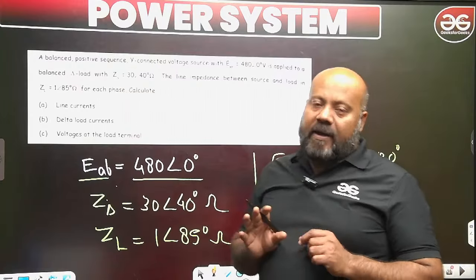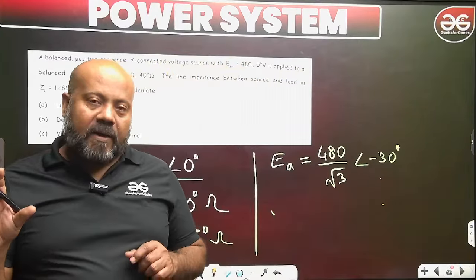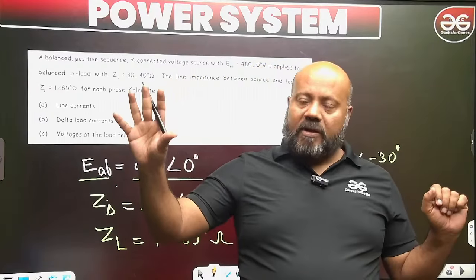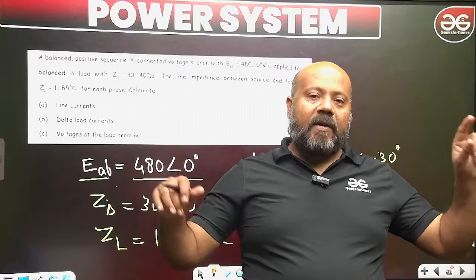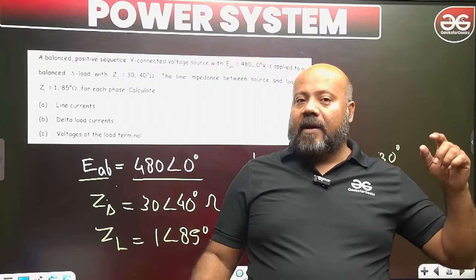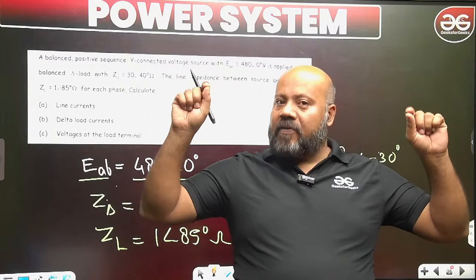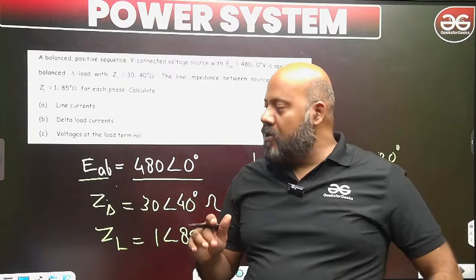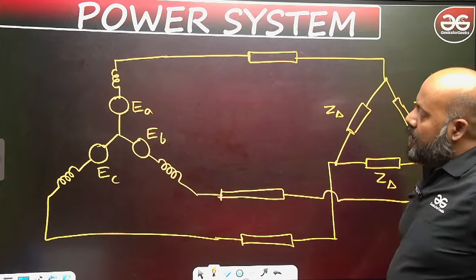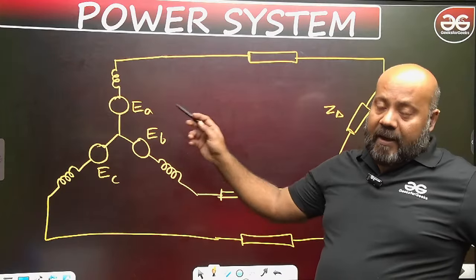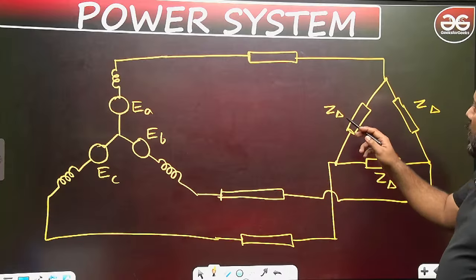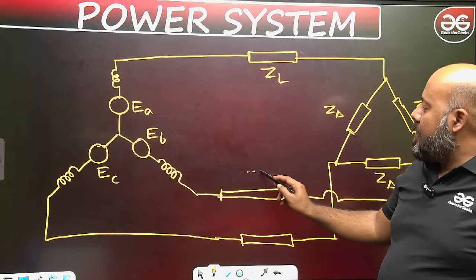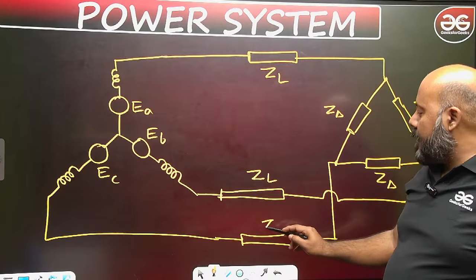The question is saying that the source is star connected, the load is delta connected. Is it clear? Per phase load impedance is given. And the line impedance between the source and the load is also given. Source is not having any impedance. So, the situation is something like this. Source is three-phase star connected, load is delta connected, load impedance per phase is given Z delta and the line impedance connecting the source and the load is also given.